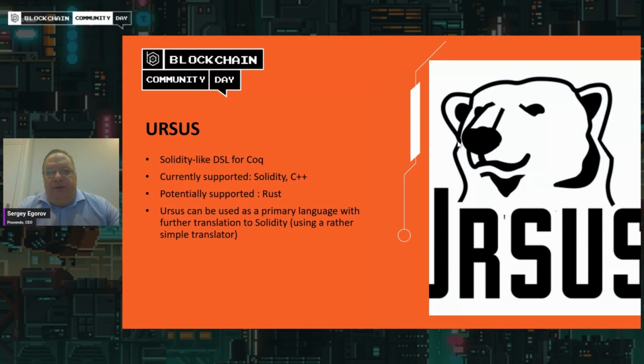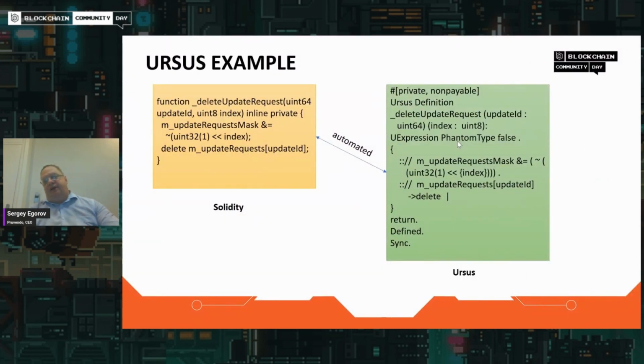So this transformation lets us keep some imperative style syntax, but actually we are moving to a declarative language. To demonstrate it, let's consider the following example. This code is also taken from the multi-sig contract. On the left you see the source code in Solidity, and on the right you see the result of translation from Solidity to Ursus.